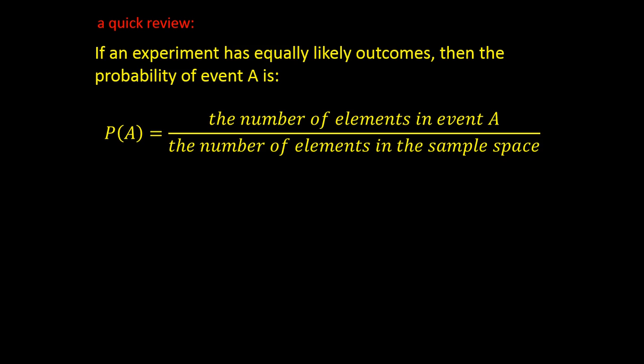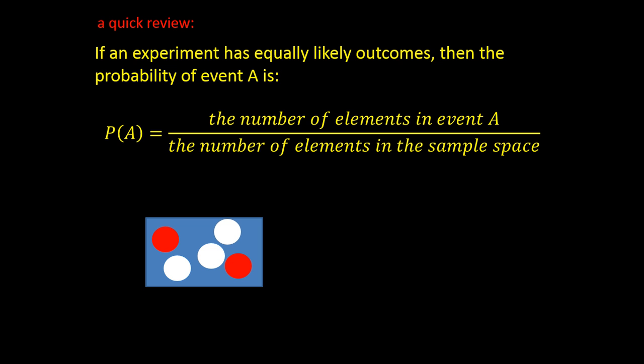We said if an experiment has equally likely outcomes, then the probability of event A is the number of elements in event A divided by the number of elements in the sample space. So when we found probability, we were basically doing a lot of counting of things, counting the number of elements in the sample space for our denominator and counting the number of elements that we were interested in for the numerator.